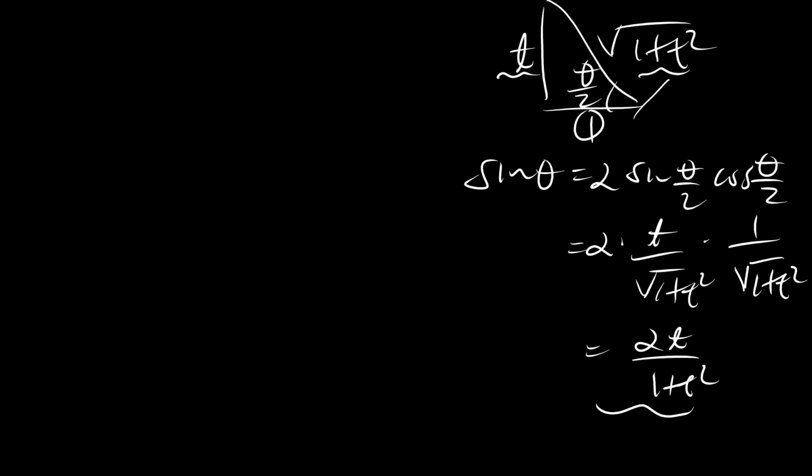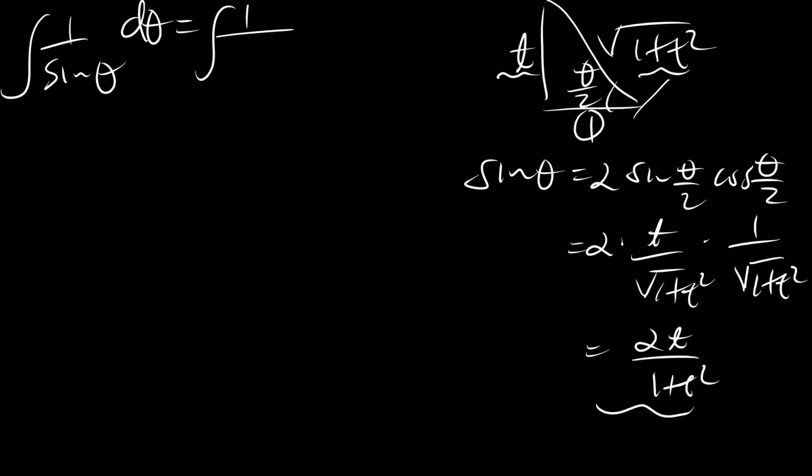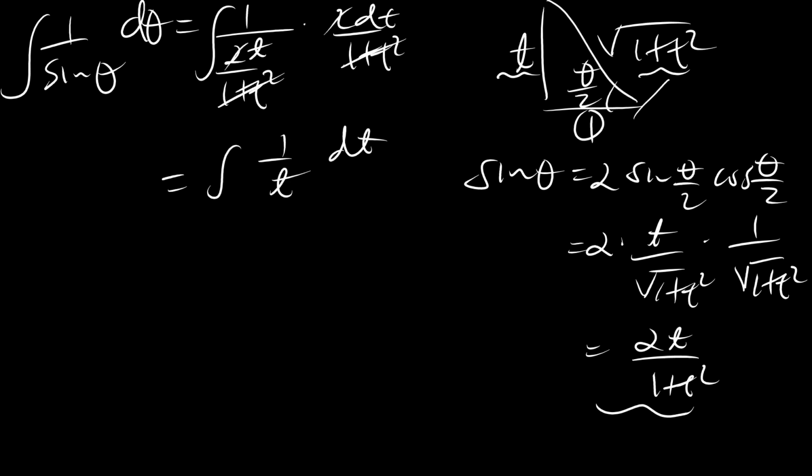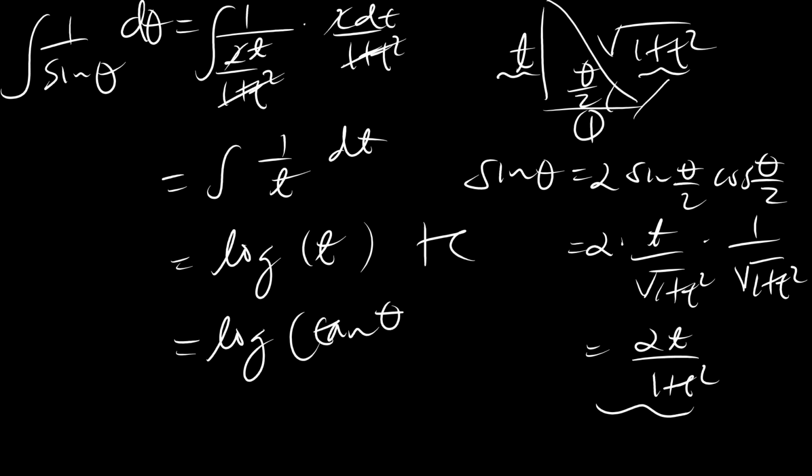So that the integral of 1 over sine theta is equal to the integral of 1 over 2t over 1 plus t squared, times 2 dt over 1 plus t squared, and so this and that cancel, and this and that cancel. We have an integral of 1 over t, which is log of t plus c, which is log of tangent theta over 2 plus c.